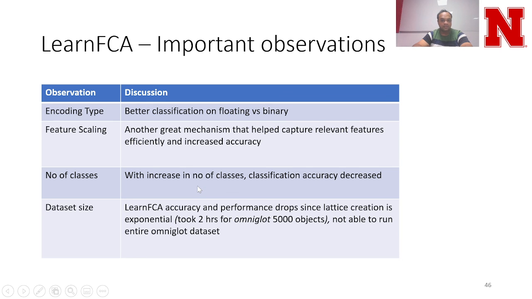Also, as the number of classes increased, as in the Omniglot dataset, classification accuracy only decreased. As for dataset size, since lattice creation is by default exponential, we were not able to run more than 5,000 objects, and it took 2 hours to classify 5,000 objects. We were not able to run the entire Omniglot dataset because of a lack of memory and other issues. So I think that's it.